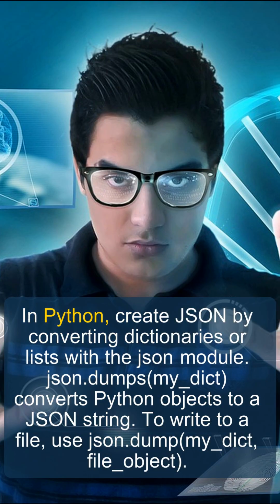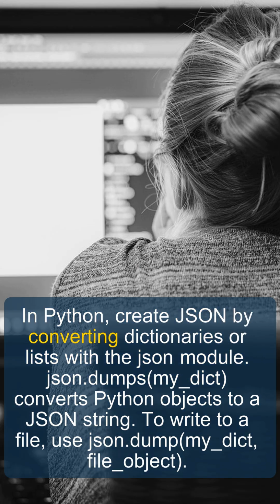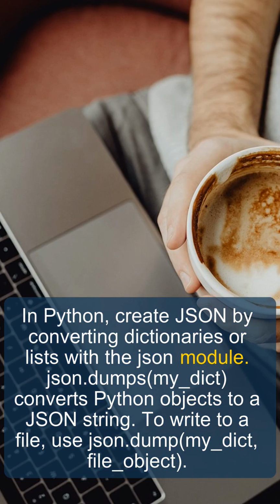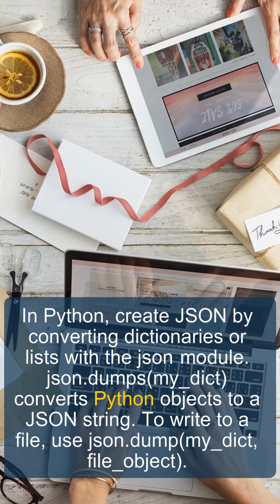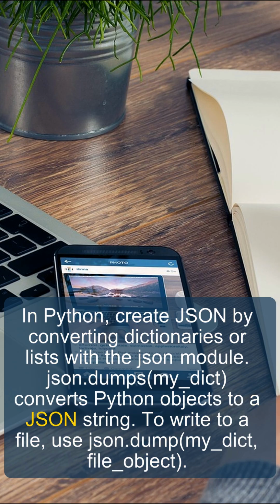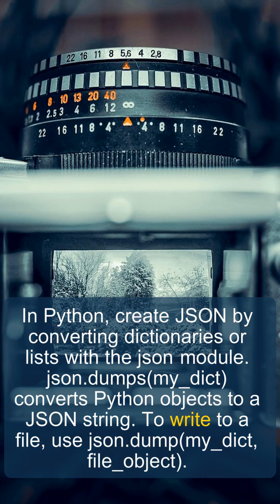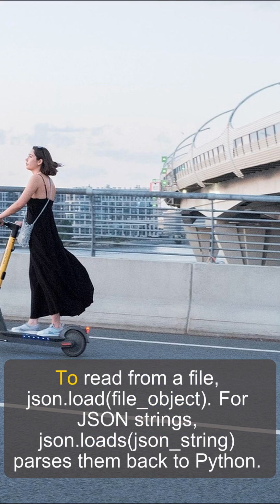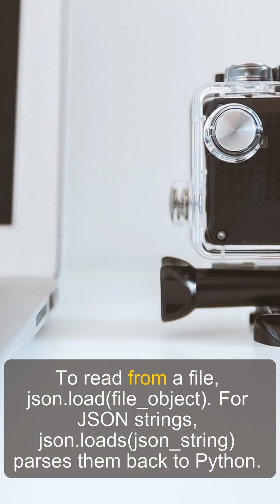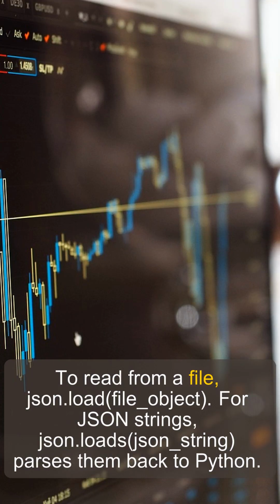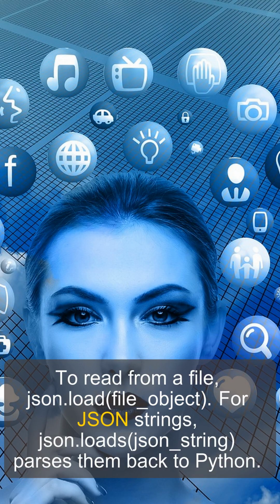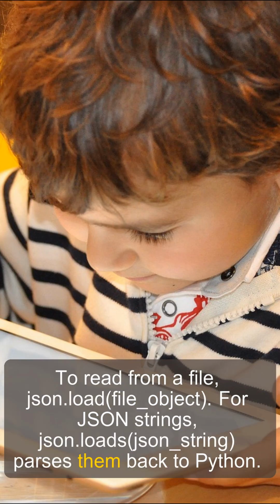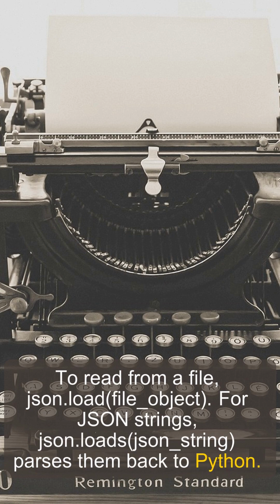In Python, create JSON by converting dictionaries or lists with the json module. json.dumps(my_dict) converts Python objects to a JSON string. To write to a file, use json.dump(my_dict, file_object). To read from a file, json.load(file_object). For JSON strings, json.loads(json_string) passes them back to Python.